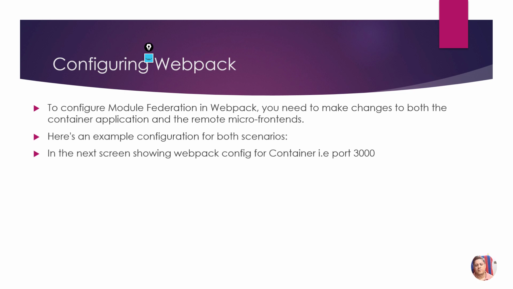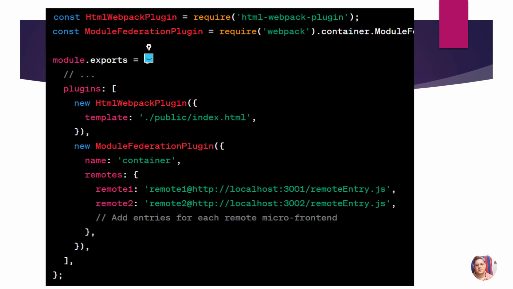So to configure Module Federation in Webpack, you need to make changes to both the container application and the remote micro frontends. This is an example of how it is done. You see on the first line, HTML Webpack plugin is imported first using the require method. And Module Federation plugin is also imported here, so that we can use it. Both the plugins, which are constant variables, are used here. We are creating them by using the new keyword. I already told you in my last video.